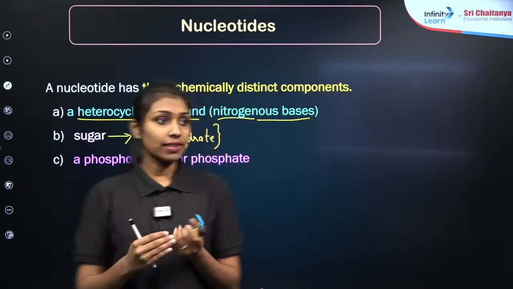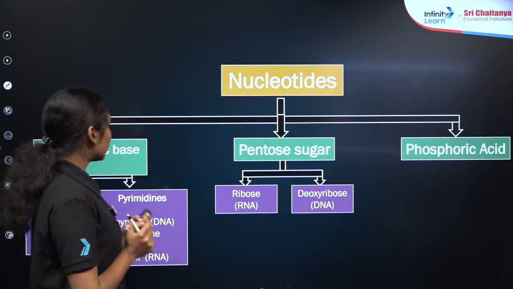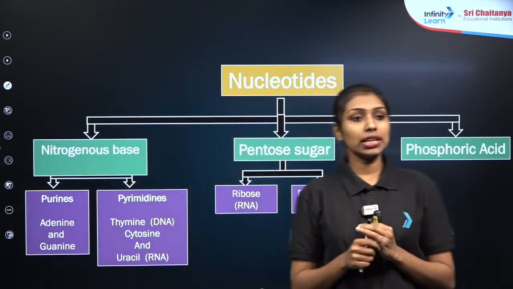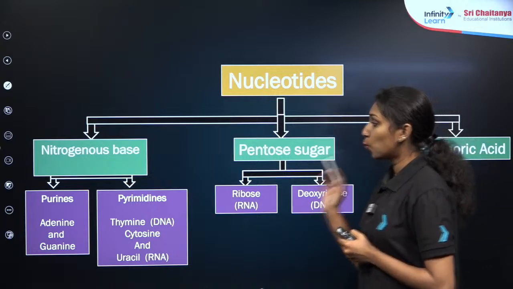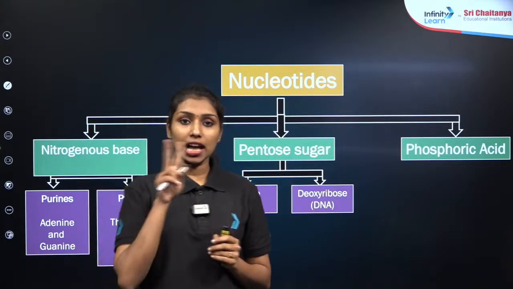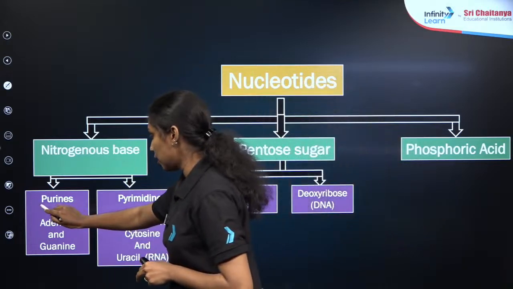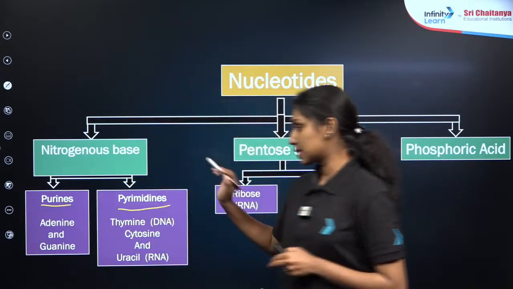So we will discuss them one by one in detail. We can start with the sugar molecule. Before that, here is a brief description of the three parts of the nucleotides. First one is the nitrogenous bases. These nitrogenous bases can be classified into two groups. What are they? First one is purines, and second one is pyrimidines.